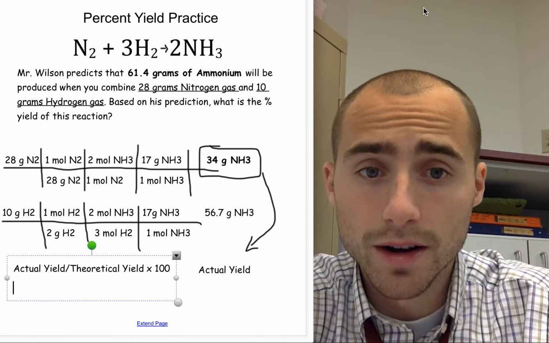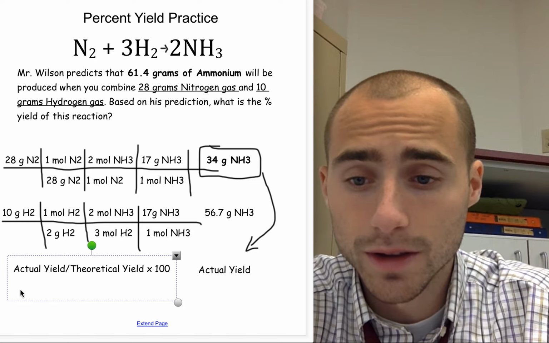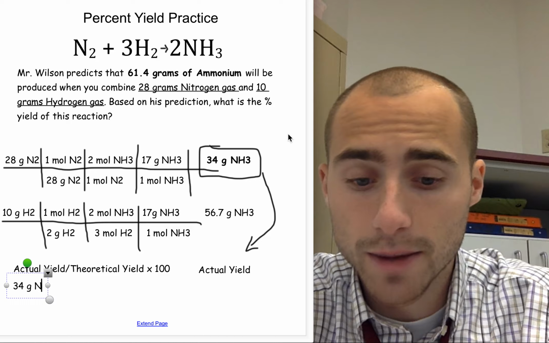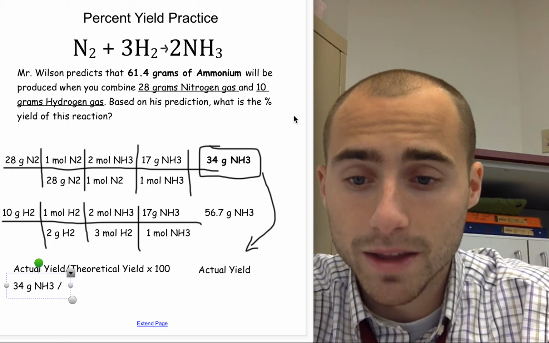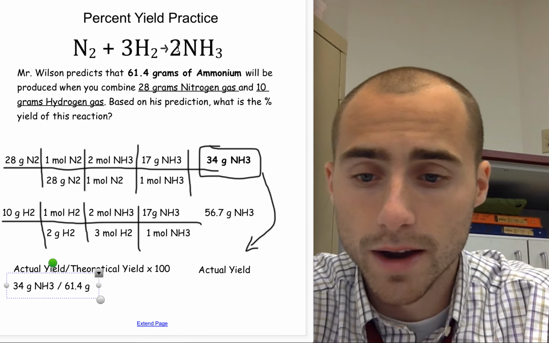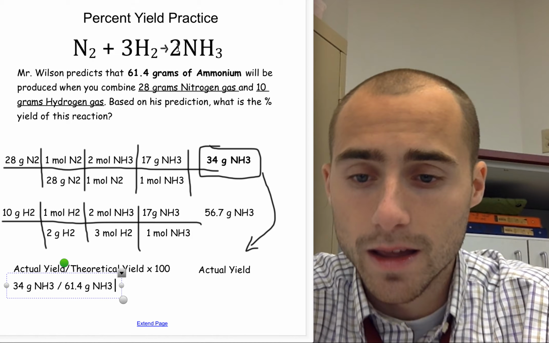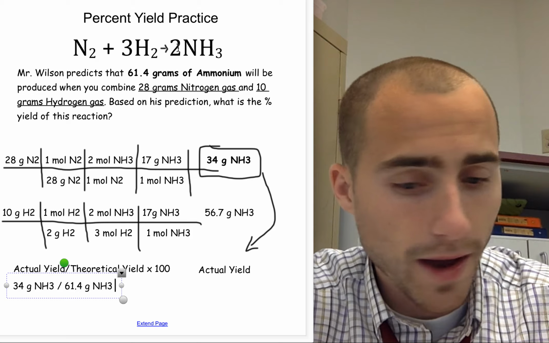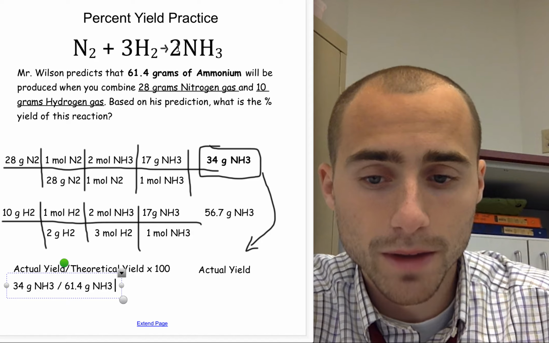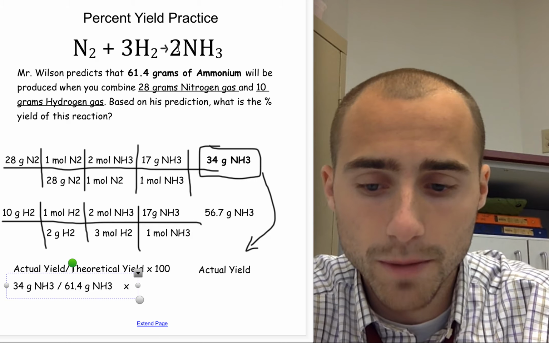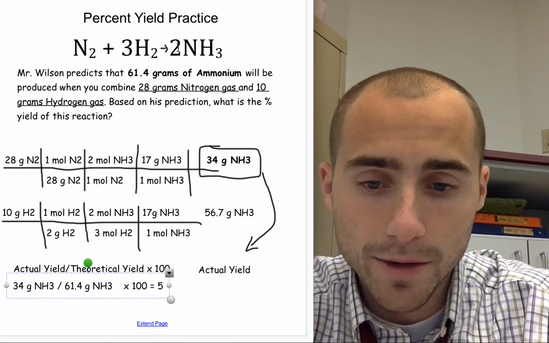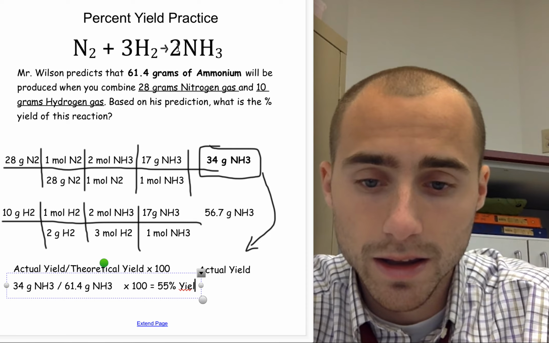Our actual yield here, how much was actually produced, is whatever was produced by the limiting reactant. So our actual yield is 34 grams of NH3. We divide that by the theoretical yield, what Mr. Wilson predicted, 61.4 grams NH3. That right there, 34 divided by 61.4, gives us 0.5537. So then I multiply all of that answer by 100, times 100, and I end up rounded with 55% yield.